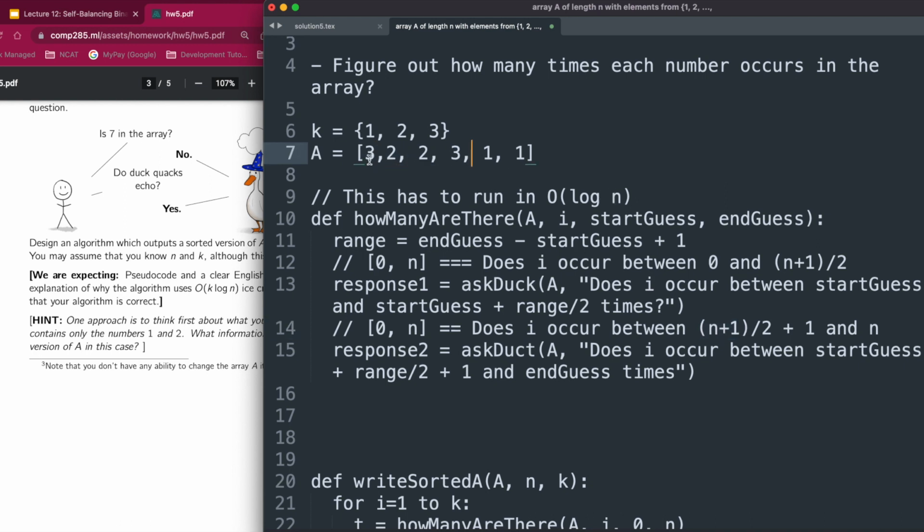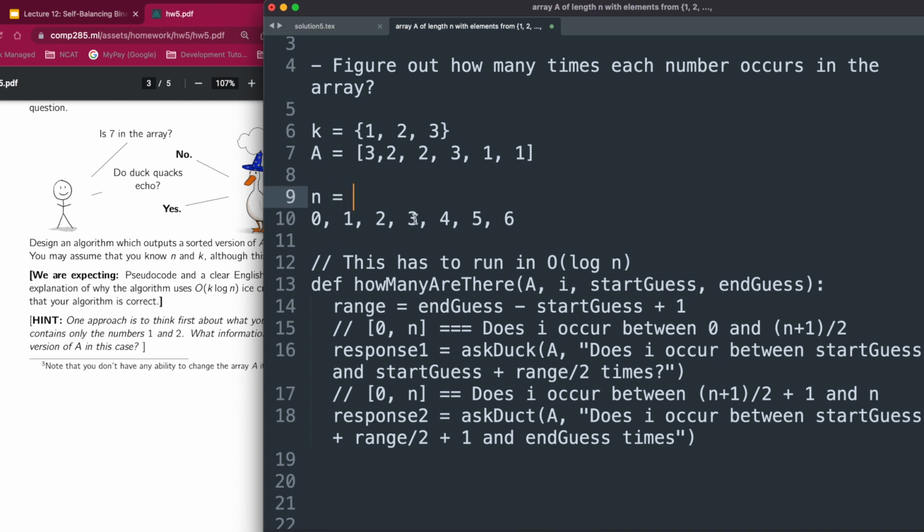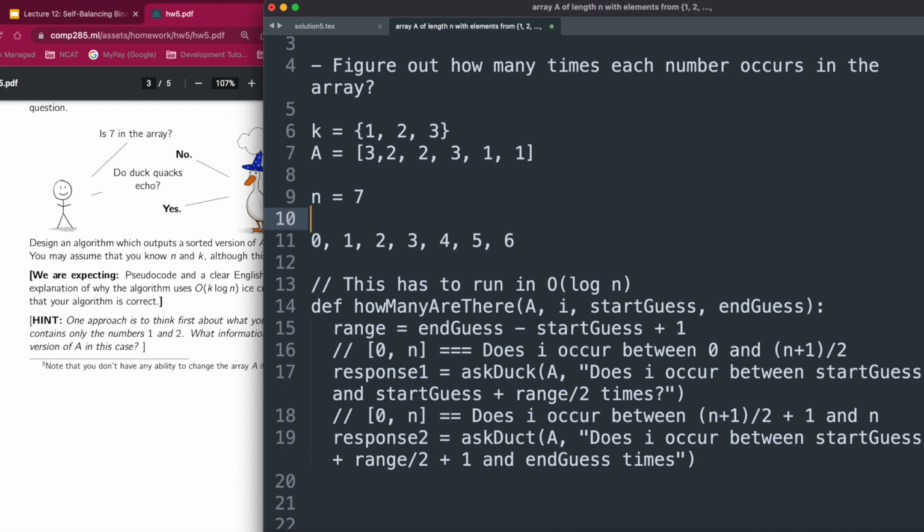So you can see that this is basically asking the duck, I think the number of times 3 occurs is going to be either 0, 1, 2, 3. So this array is of length 6. So it's going to be 0, 3 can occur either 0, 1, 2, 3, 4, 5, or 6 times, right? And these are all my possible guesses. And basically, I'm asking the duck, okay, so n in this case is 7. So then range is going to be 6 minus 0 plus 1, it's going to be 7.